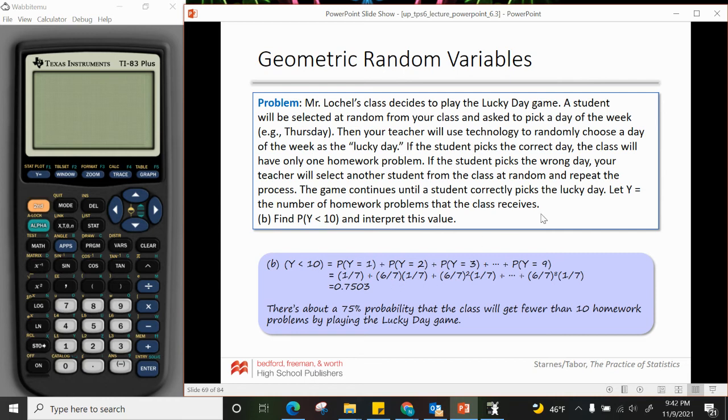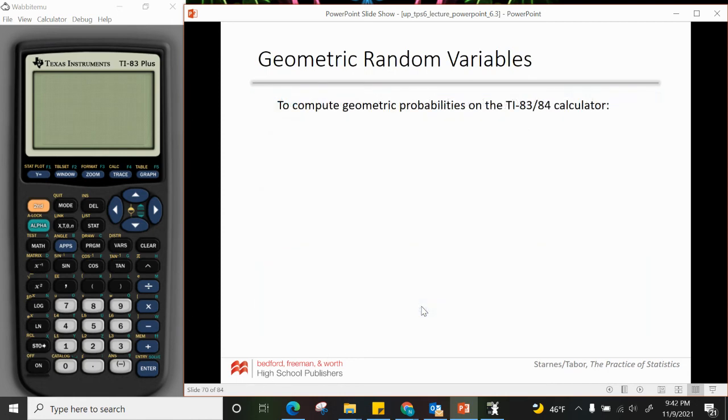And the probability that the third person gets it right is the first person gets it wrong, times the second person gets it wrong, times the third person gets it right. And you have to do that for all of these. If you did that, it would come out to about 0.7503, or 75%. So there's about a 75% probability that the class will get fewer than 10 homework problems by playing the Lucky Day game. Now, I'm not going to make you do that. The calculator will actually calculate it for you.